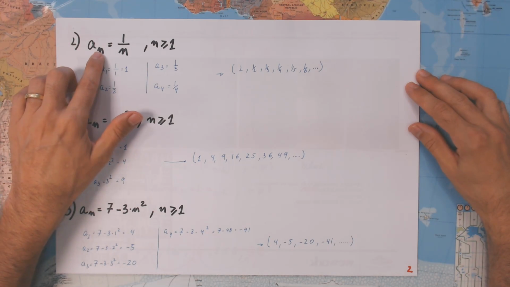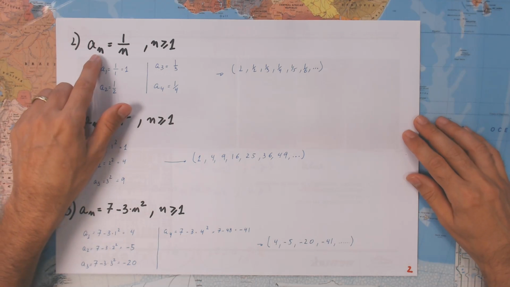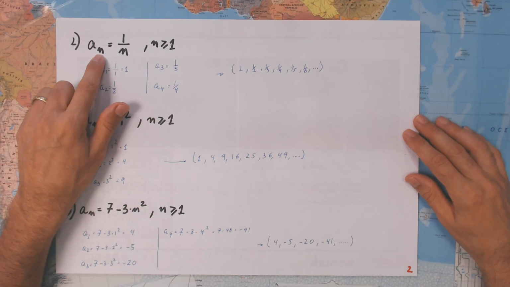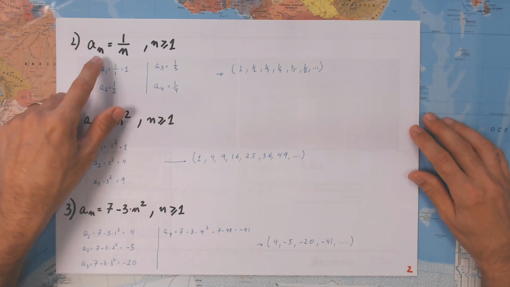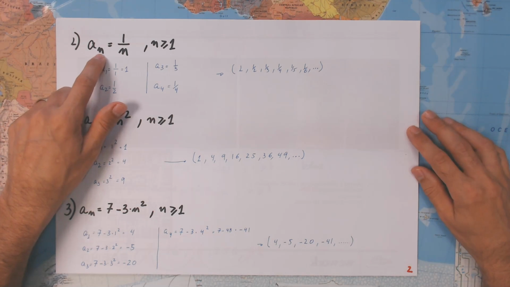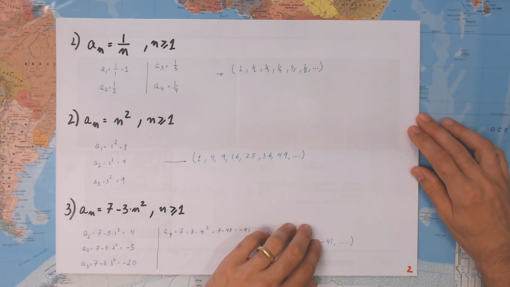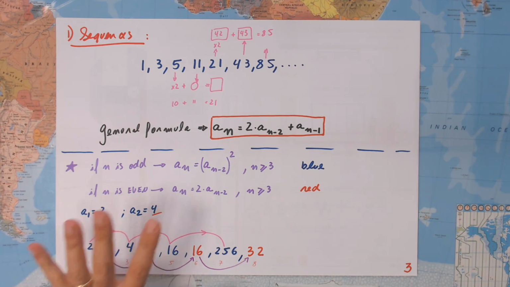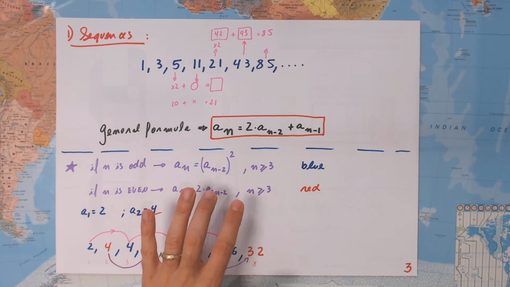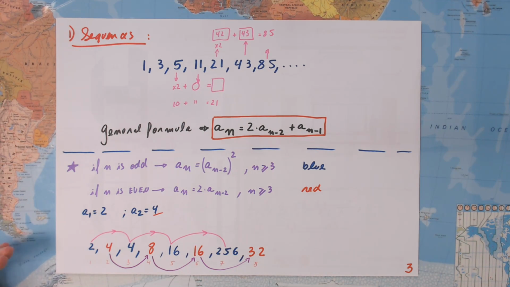This is a general term of a sequence, how to build it. The an term is 1 over n. For instance, a sub 10 is 1/10, a9 is 1/9, and so on. Then we know there is a general term for each sequence, but it is not always easy to find.